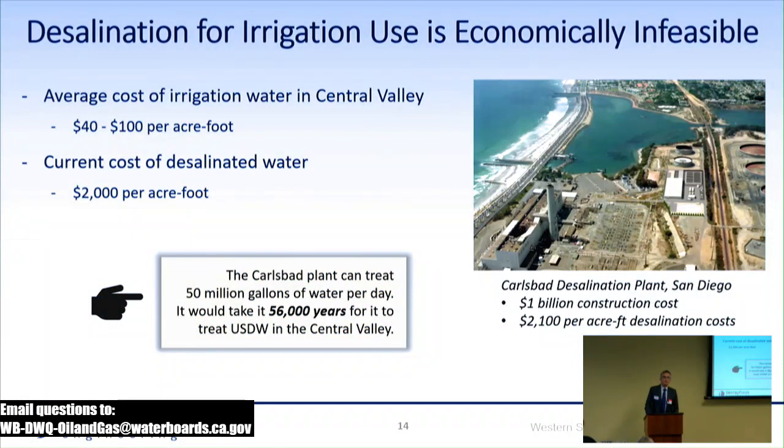Another way to look at this is that the costs for desalination, of course, are very high. This is a picture of the Carlsbad desalination plant in San Diego. This plant was built over 15 years of permitting and construction at a total cost of $1 billion. It treats water currently at $2,100 per acre foot.